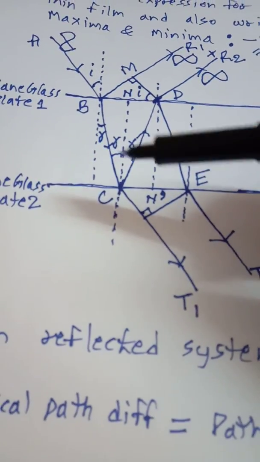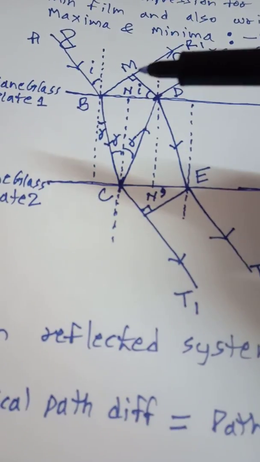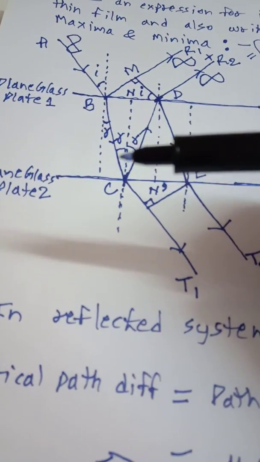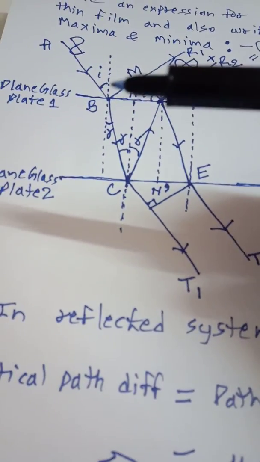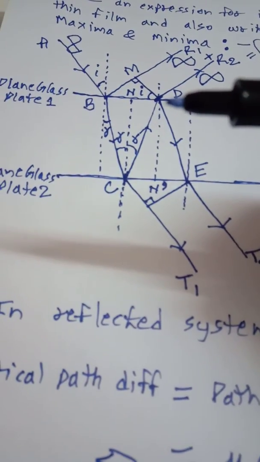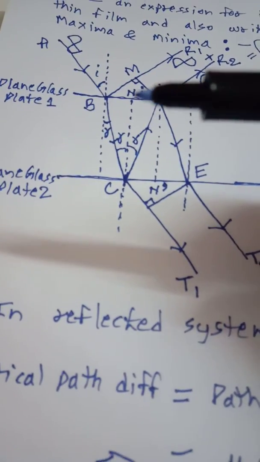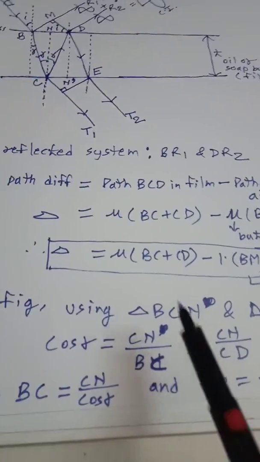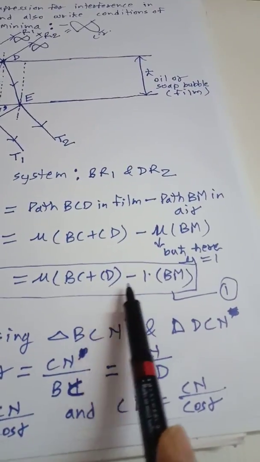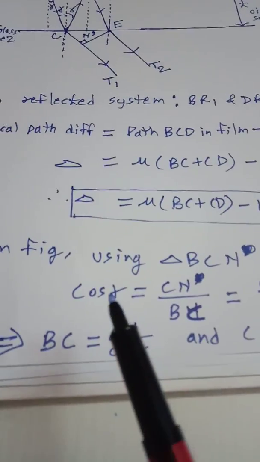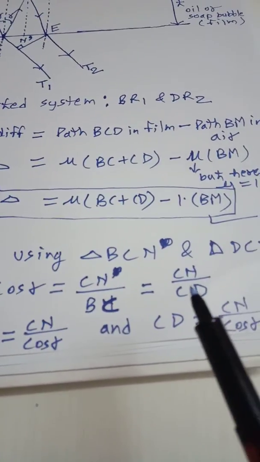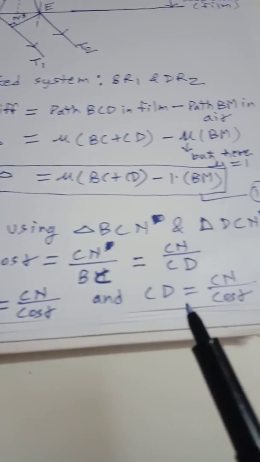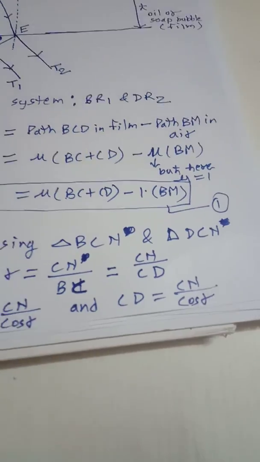Find cos r. In BCN, cos r will be equal to adjacent upon hypotenuse, CN upon BC. And here also, if I take cos r, it is CN upon CD. So BC and CD can be calculated. Our target is to calculate BC, CD and BM. So cos r is CN upon BC, which is equal to CN upon CD. So BC will be CN upon cos r, and CD will be CN upon cos r.